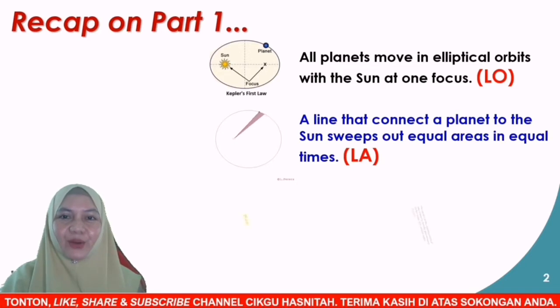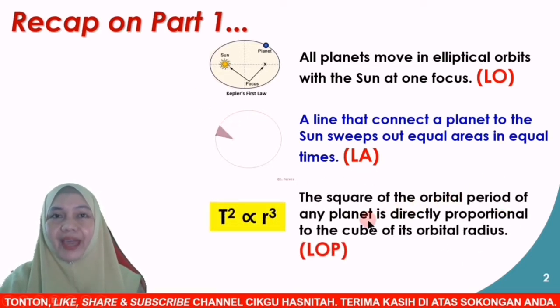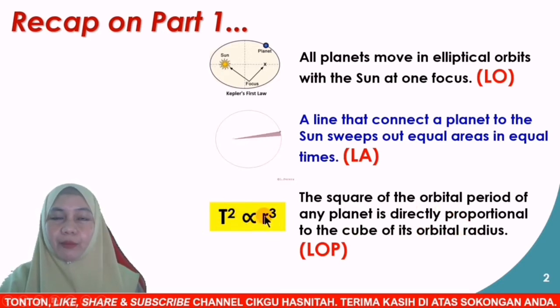Yes, the third law states that the square of the orbital period of any planet in the solar system is directly proportional to the cube of its orbital radius, where T squared is directly proportional to r cubed. It's the lu. So remember our song, lu la lu la lu la lu, very well.